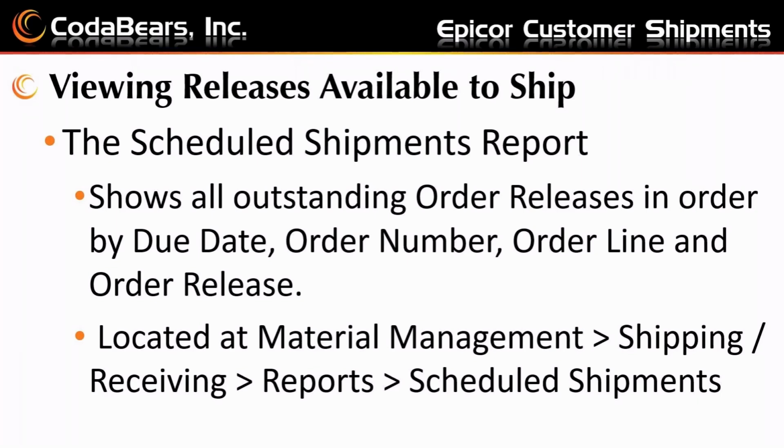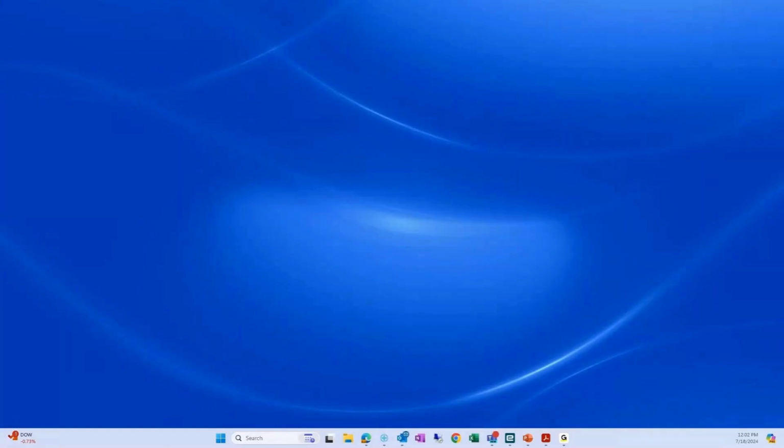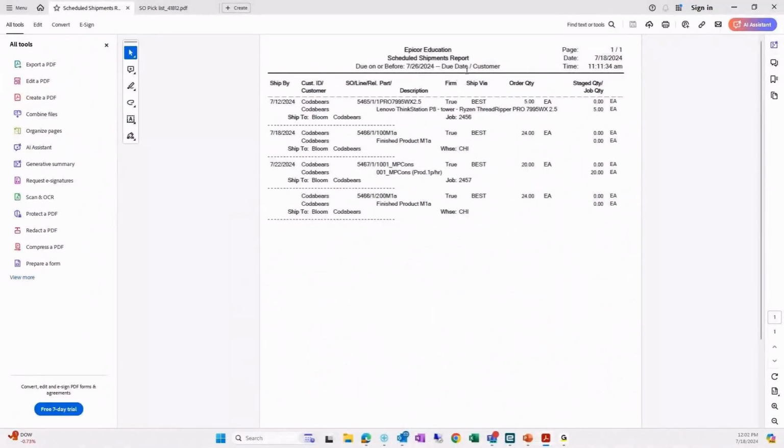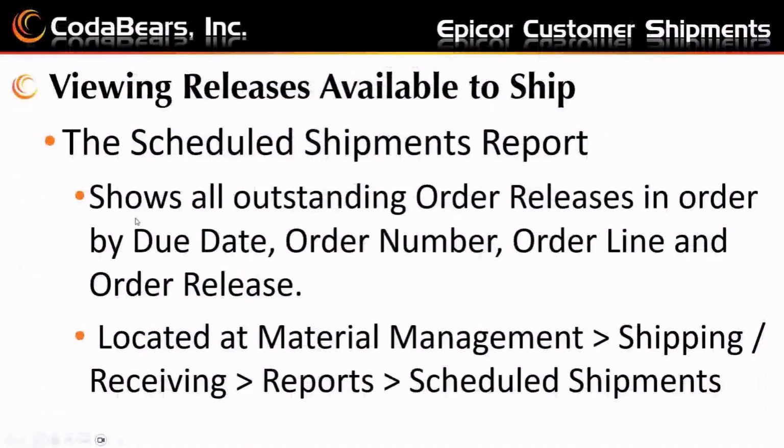Here's a quick example of what that report looks like. Here we go, scheduled shipments. So you're going to see here, I filtered this by customer because there's a whole bunch of scheduled shipments in this database. So you can see the two orders that we'll be working with today are these for Coda Bears here, 5466 and 5467. And you can see on here that it has the sales order, the line, the release. It has the ship via, the order quantity. Also, if it's shipping from inventory, it'll show you the warehouse. If it's shipping from a job, very important distinction, it'll show a job number that is linked to the order, and we will do both of those when we ship. All right, that's the scheduled shipment report.